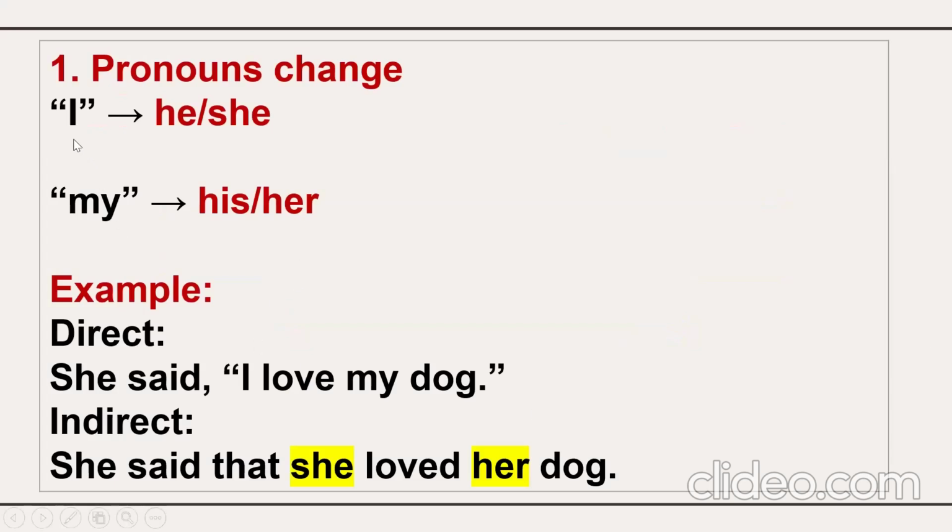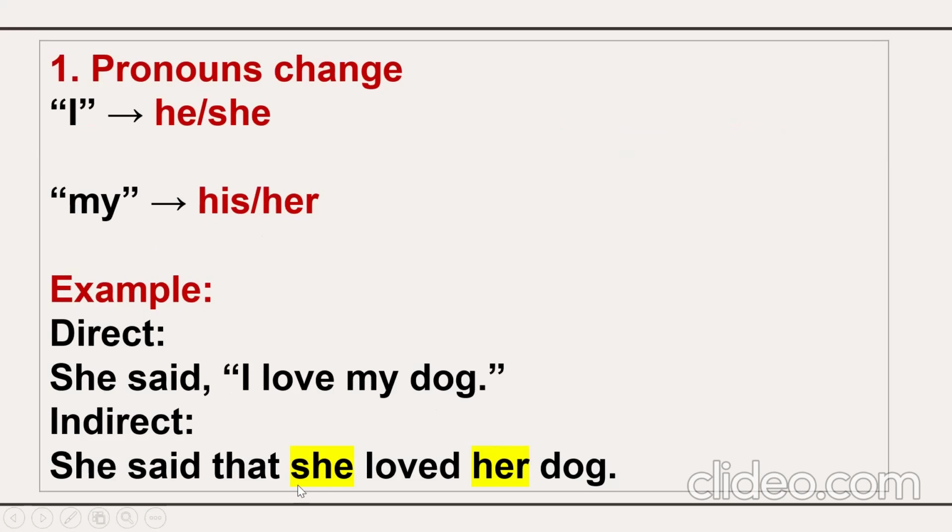In the direct speech, I will become he or she in the indirect speech. My will become his or her. You will also change, Y-o-u. You will change based on the given noun or pronoun. Sometimes you will become him or her or they also. So there's an example here. She said, I love my dog.